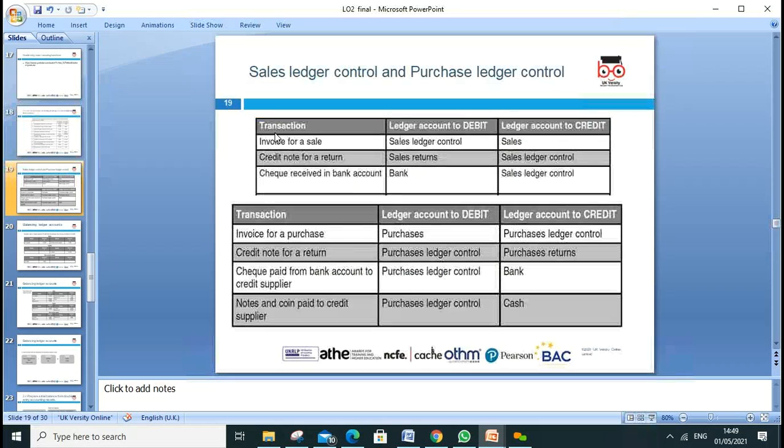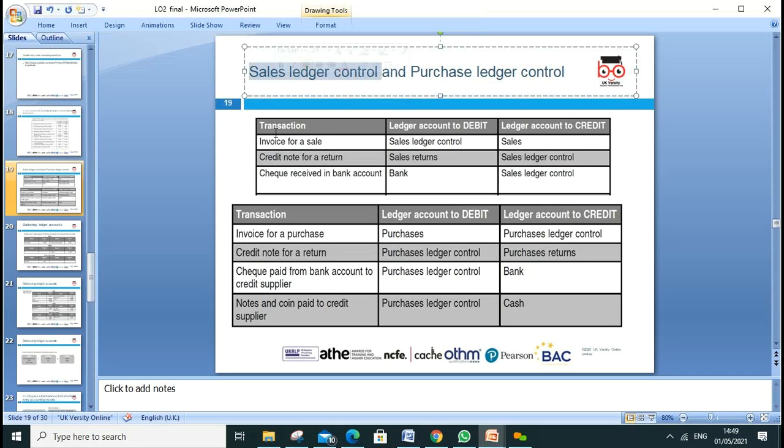It's fine. Good. Okay, let's now look at the sales ledger control account. We also call it trade receivables. So there are three terms we use for the sales ledger control: we call it sales ledger control, we call it debtors, and we call it trade receivables. These are interchangeable terminologies we carry on using, but it's the same thing.